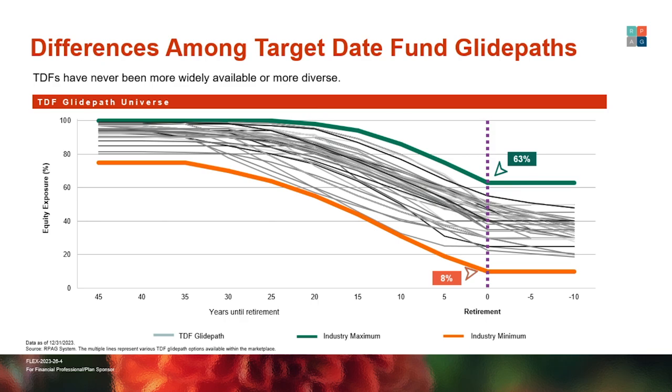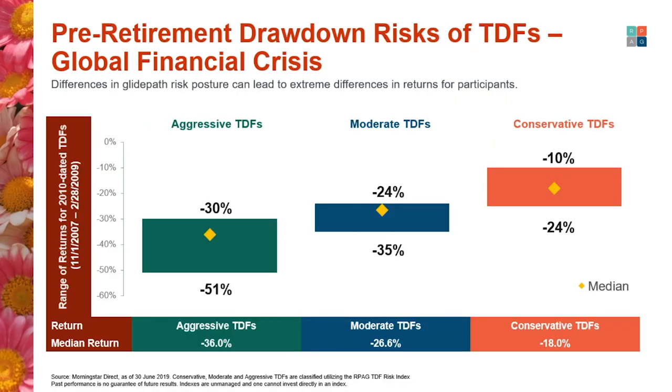And scenarios where we see that is basically all market downturns. So here are the range of returns for 2010 dated target date funds during the global financial crisis. During the period of November 2007 through the end of February 2009, you'll see best case scenario, the target date fund that performed the best was only down 10%, whereas worst case scenario, the target date fund that had the worst performance ended up being down 51%.